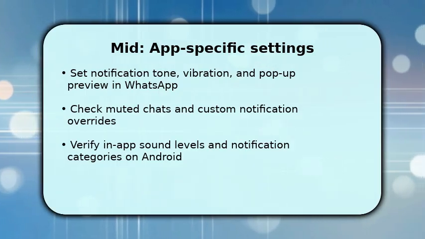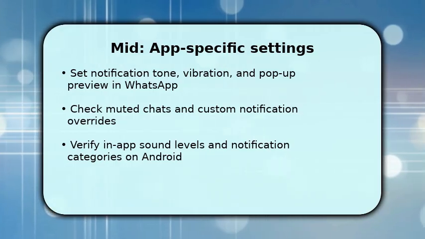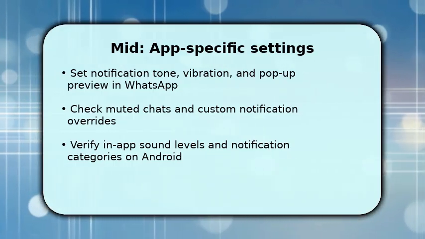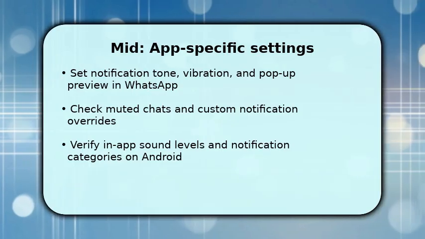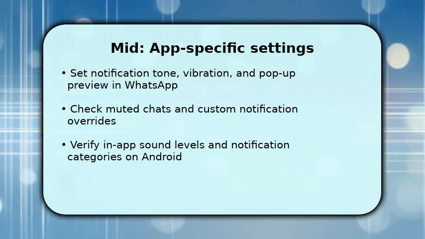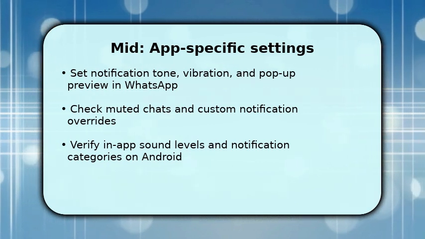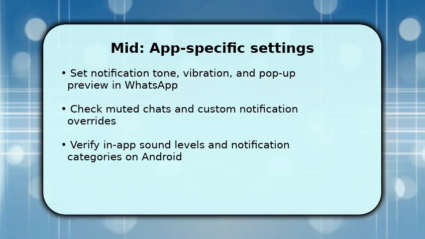Unmute any muted chats and remove custom silent notifications that suppress alerts. On Android, tap App Info then Notification Categories to confirm conversation and group channels are set to high importance. Once adjusted, send a test message from another device to confirm the settings behave as expected.